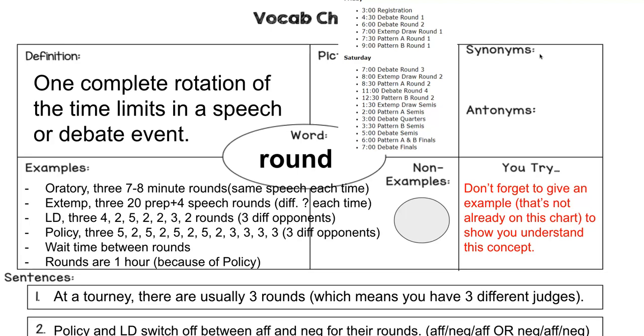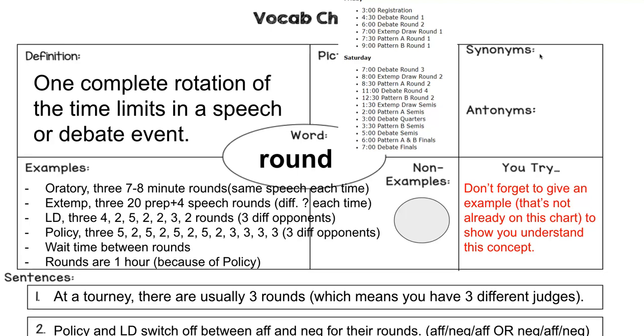And policy is the longest round, which is the complete rotation of all the time limits. So policy, you've got 5-2, 5-2, 5-2, 5-2, 3-3, 3-3. Right? All that together is one policy round. And you'll have 3 rounds with 3 opponents and 3 judges.